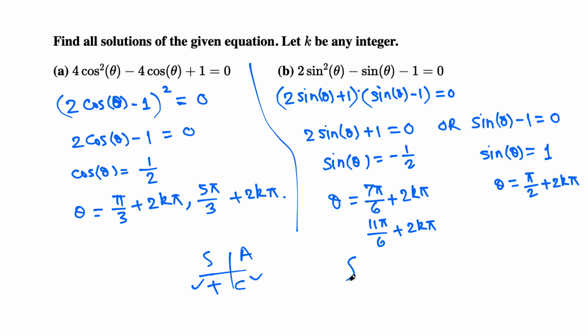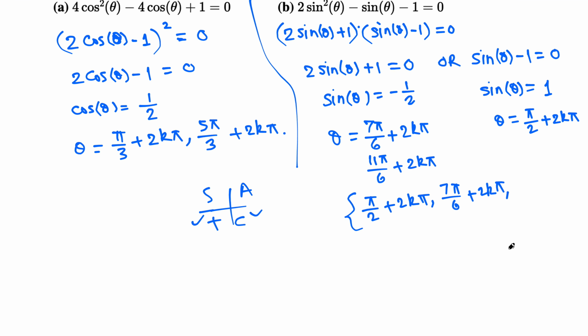So you can write maybe this one is the smallest, pi over 2 plus 2k pi, 7 pi over 6 plus 2k pi. Okay, I'm just listing in one place. 11 pi over 6 plus 2k pi, where k is any integer, positive or negative.